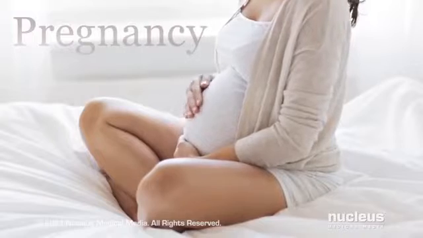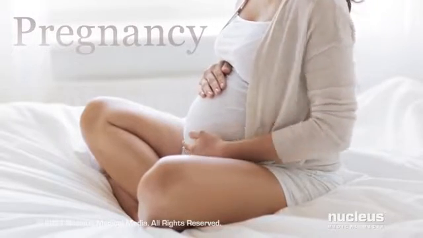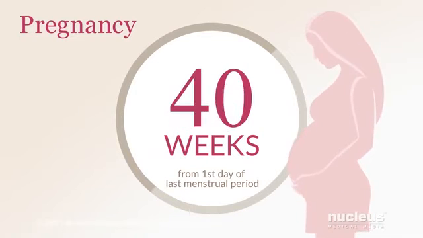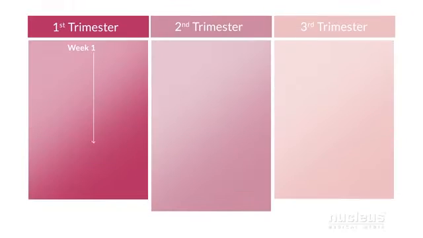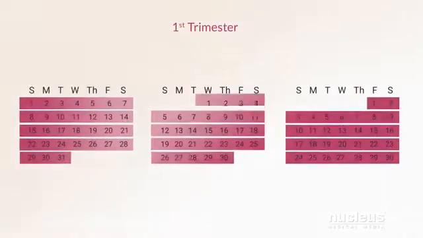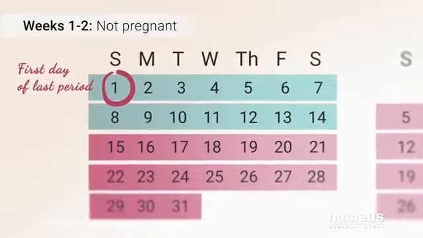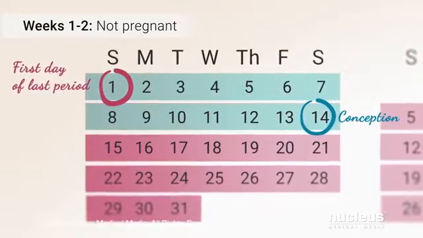Pregnancy is the time period during which a baby develops inside your uterus. It usually lasts about 40 weeks, starting from the first day of your last menstrual period. These 40 weeks are grouped into 3 segments, called trimesters. The first trimester lasts about 13 weeks. During the first 2 weeks, you aren't actually pregnant because of the way your due date is calculated.